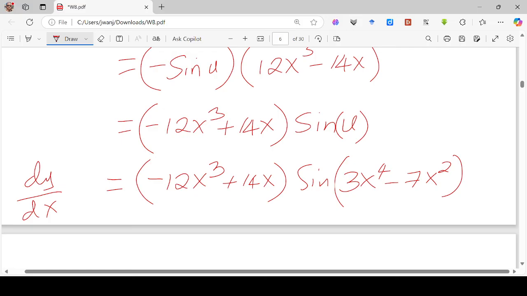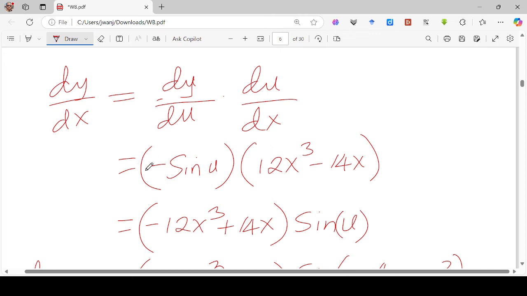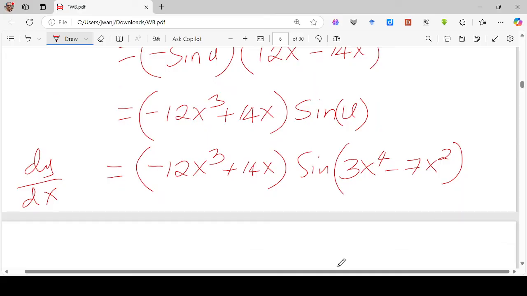This method is what we call the chain rule. Notice how the sign changed here. Because we have a negative sign, if we push the negative here, then this term becomes negative and this becomes positive. That is how we ended up with minus 12x cubed plus 14x. So this method of differentiation, we call it the chain rule.